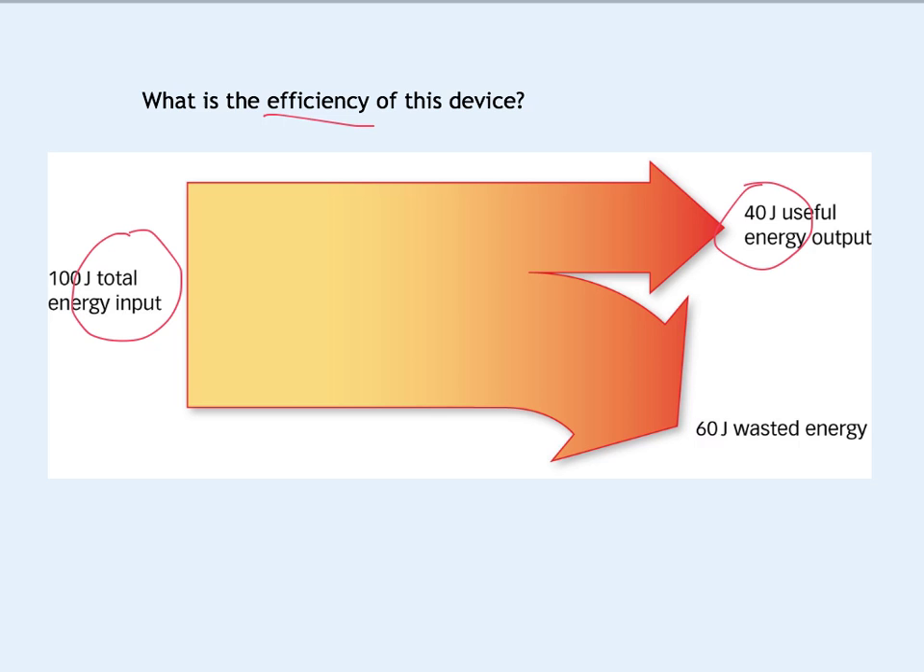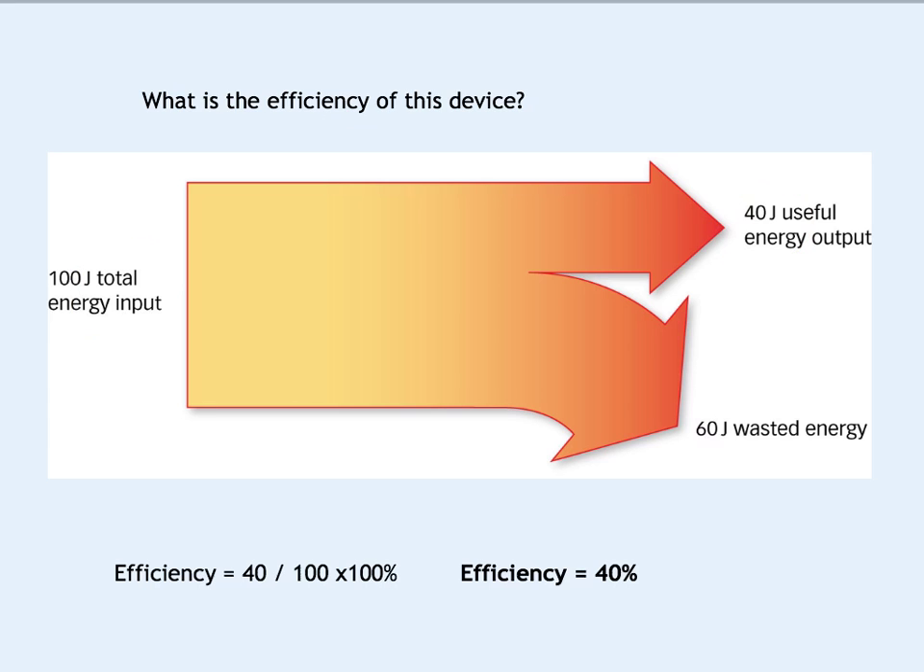So now you've had a chance to stop this and do the calculation, you'll see it's very simple. The efficiency is the useful energy output, which is that 40, and you divide that by the total energy input here, and then you multiply it by 100. So in this case it's quite easy because you're dividing by 100 for the energy input and then you're multiplying by 100 to give it as a percentage. So it's 40%.